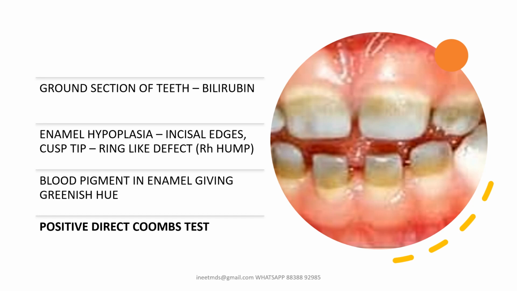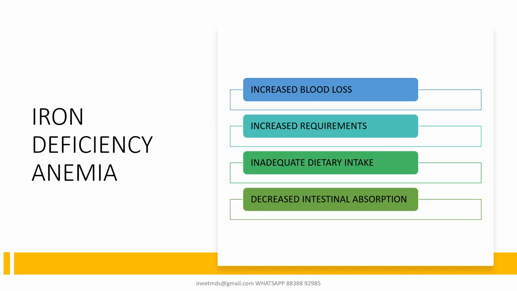In case of biliverdin, you will have a greenish hue, or even a brownish hue in case of bilirubin pigment. Then the child will have enamel hypoplasia, typically present on the incisal edges and the cusp tips. This gives a ring-like effect on the teeth, and this is called Rh hump. Rh hump is nothing but enamel hypoplasia which appears on the incisal edges and the cuspal tips of the deciduous teeth of the baby, which gives a ring-like effect. The diagnosis is a positive direct Coombs test for erythroblastosis fetalis.